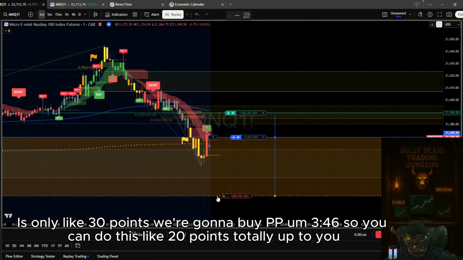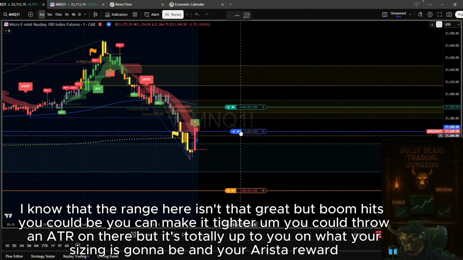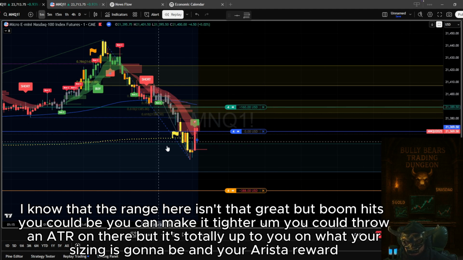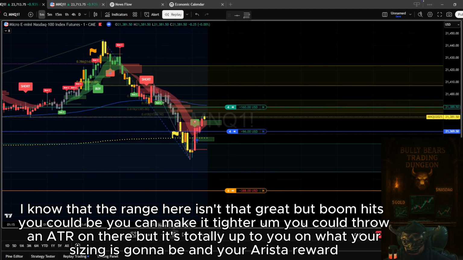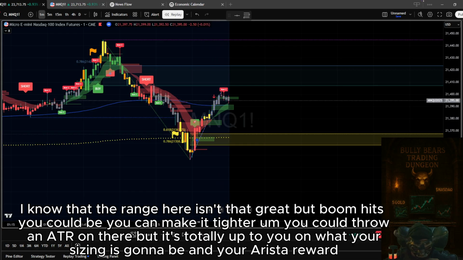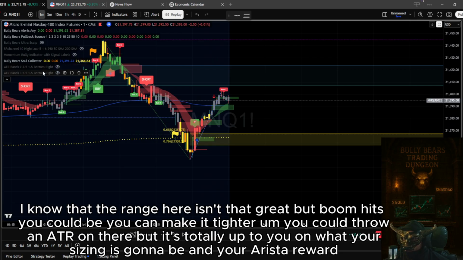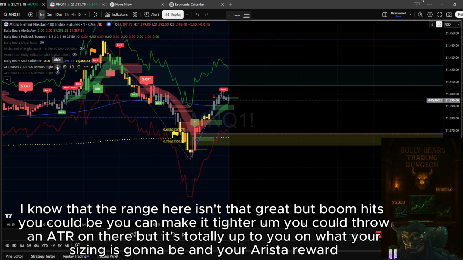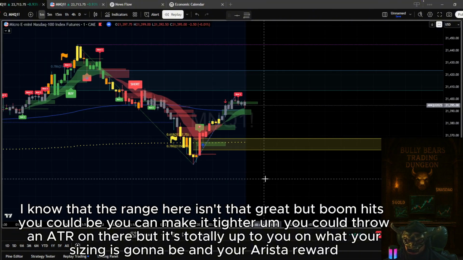So you can do this like 20 points. Totally up to you. I know that the range here isn't that great, but boom, hits. You can make it tighter. You could throw an ATR on there, but it's totally up to you on what your sizing is going to be and your risk to reward.